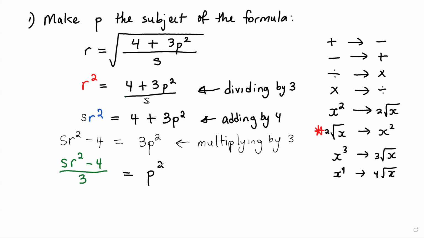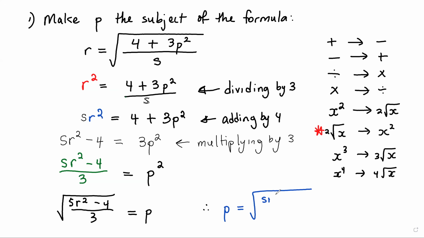And finally, I have P squared. I need to make P the subject. So to get rid of the square, what's the opposite of squaring? Square root. So I'm going to have to take the square root. So this will be the square root of SR squared minus 4 divided by 3 is equal to P. And there you have P as the subject of the formula. P is equal to the square root of SR squared minus 4 over 3.